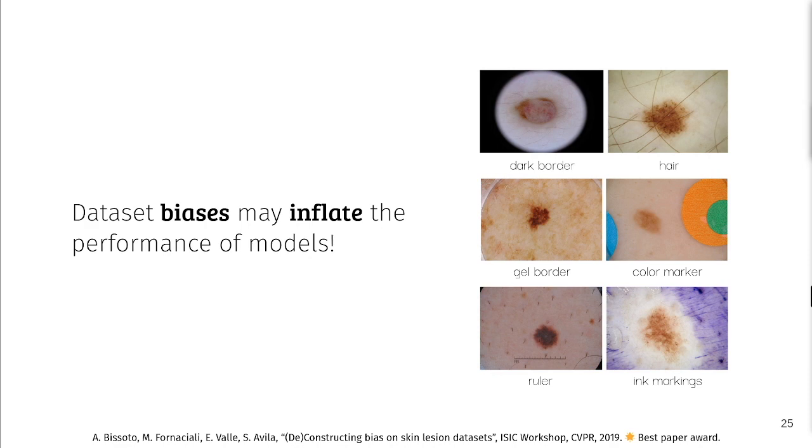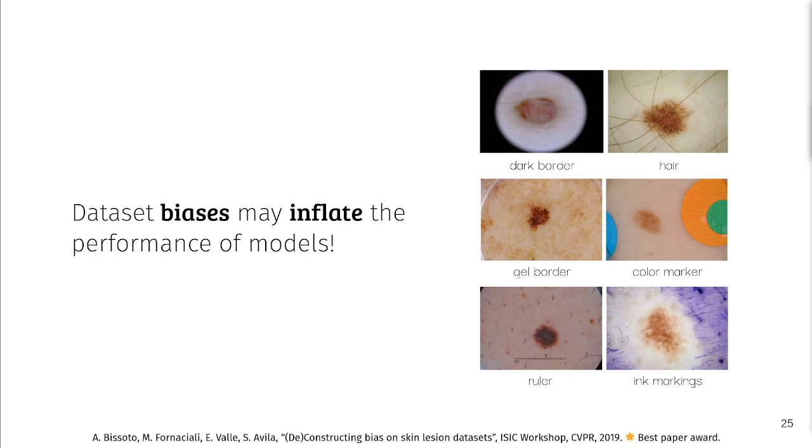For example, dark corners, mark ink, gel bubbles, color charts, ruler markers, and skin hair can inflate models' performance due to spurious correlations. Despite it being impossible to wholly eliminate it, it's important to understand bias and its sources to further improve our image acquisition process and deep learning models.